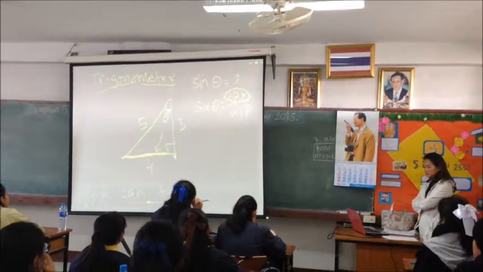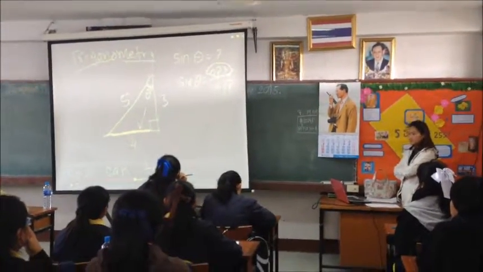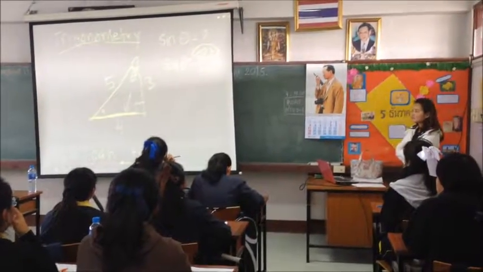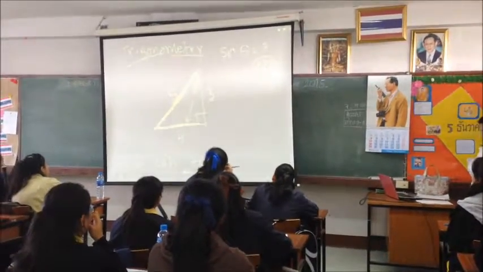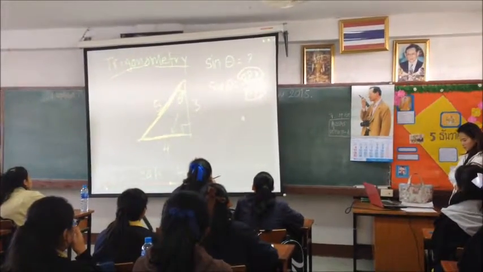Now, which side is the hypotenuse? We know this one. We know this in the Pythagorean theorem modules. The long side, or the side opposite the right angle, is the hypotenuse. So that is the hypotenuse.